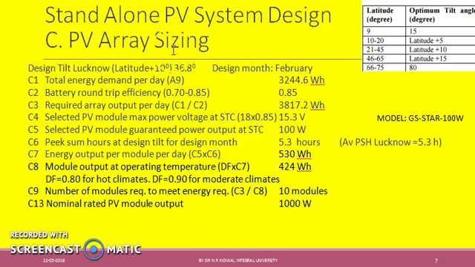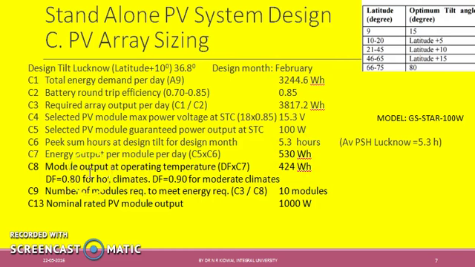The third step is PV array sizing. For the total energy demand of 3244.6 watt hour, correcting with round trip efficiency of 0.85 gives the required array output as 3817.2 watt hour. By selecting a module of 100 watt and assuming the peak sun hours to be 5.3 hours, the energy output per module is 530 watt hour.